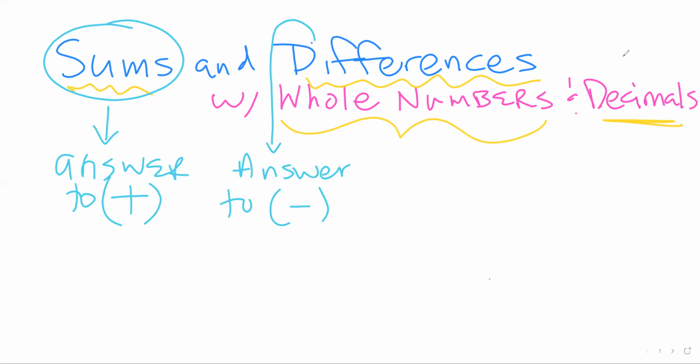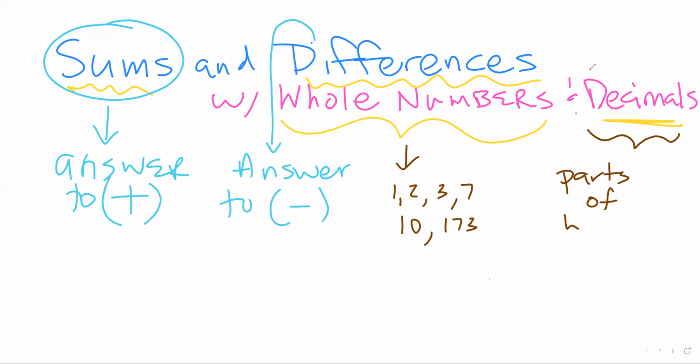So remember, whole numbers themselves, right? Whole numbers would be this idea of 1, 2, 3, I don't know, 7, 10, 173. All these are whole numbers. They're just the numbers themselves. They don't live in that world of decimals or fractional points. And then remember that the decimals are parts of whole numbers.